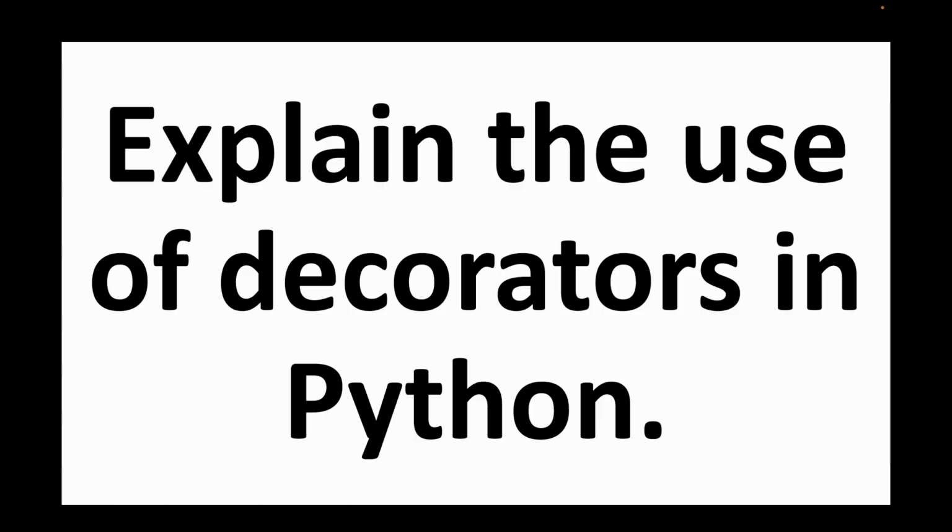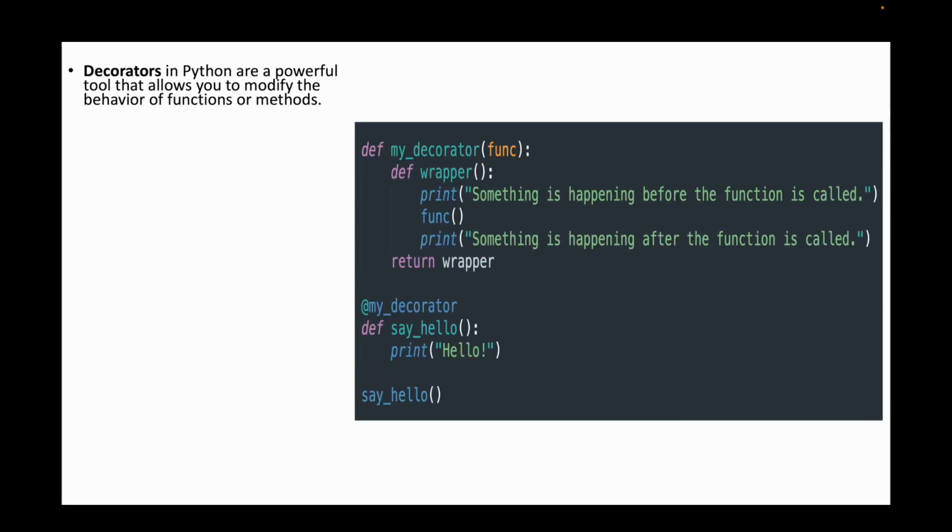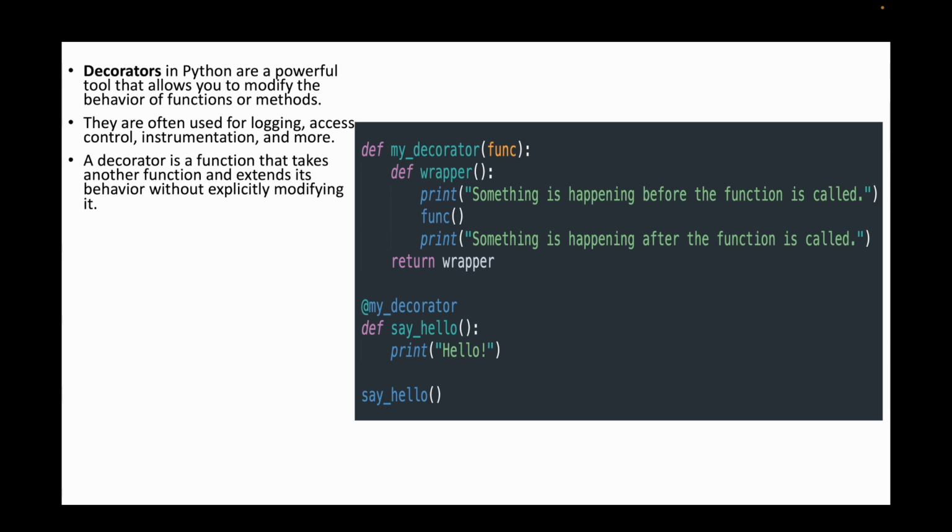The next question we have is, explain the use of decorators in Python. So decorators are a very powerful tool that you have in Python, and we can make use of this to modify the behaviors of your functions or methods. So let's say you have a function or a method, and if you want to control the behavior of those functions or methods, we can make use of a decorator. We can often use them for logging, access control, instrumentation, and many more.